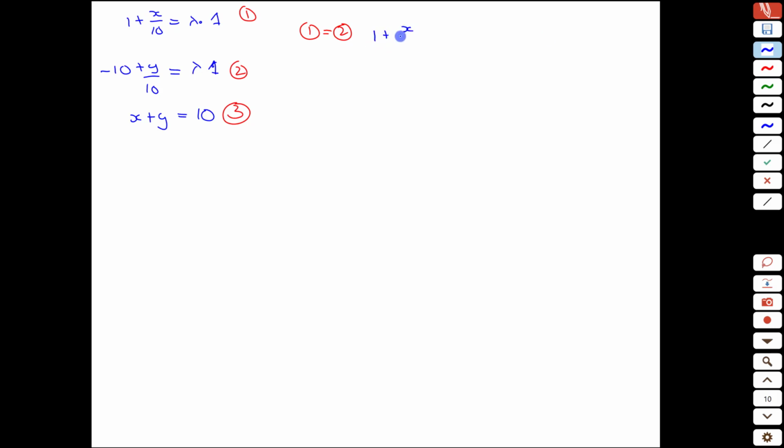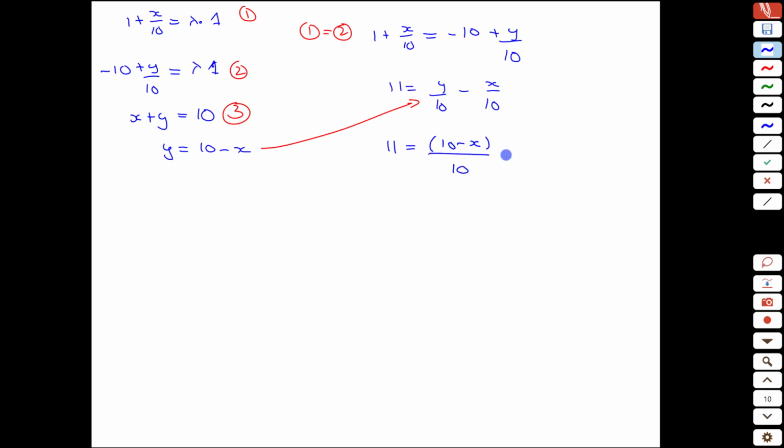And that gives us 1 plus x over 10 is equal to lambda, but lambda is also equal to negative 10 plus y over 10. Moving that around, we would get 11 equals y over 10 minus x over 10. So that gives us a new equation that we might be able to combine with our constraint. From equation 3, y equals 10 minus x. So we can sub that in for y, and we'll have 11 equals 10 minus x all over 10 minus x over 10.